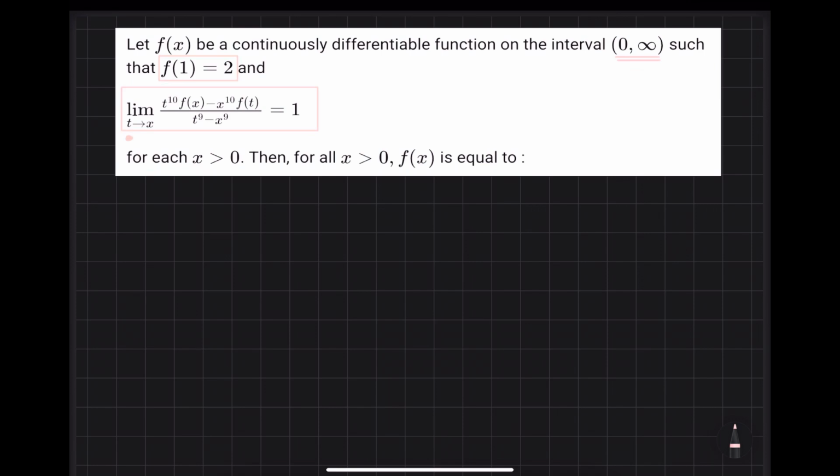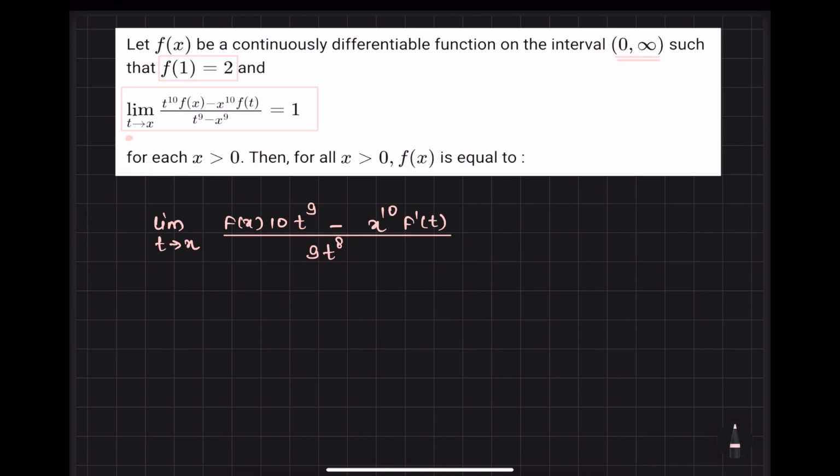So who is the variable? The variable is t, so everything except t is constant. Here f of x will become a constant. The limit as t tends to x, with f of x taken outside, is 10 times t power 9 minus x power 10, which is a constant, times f dash t, and then the denominator will be 9 t power 8. So according to us, the limit is this. Now we should replace t with x.